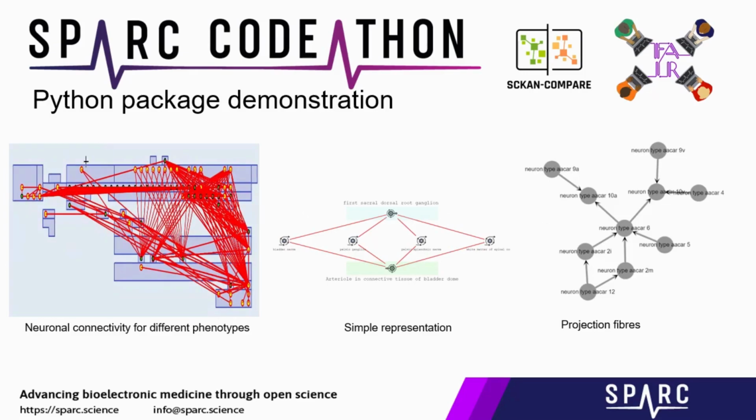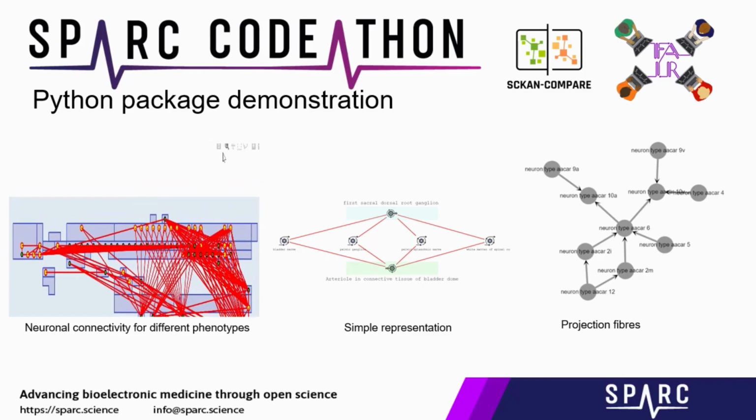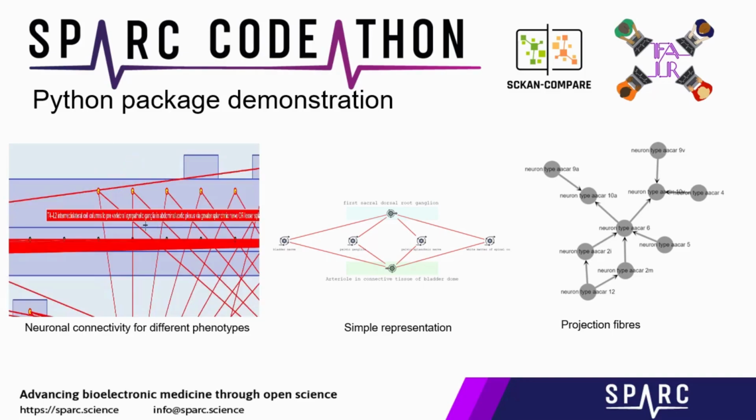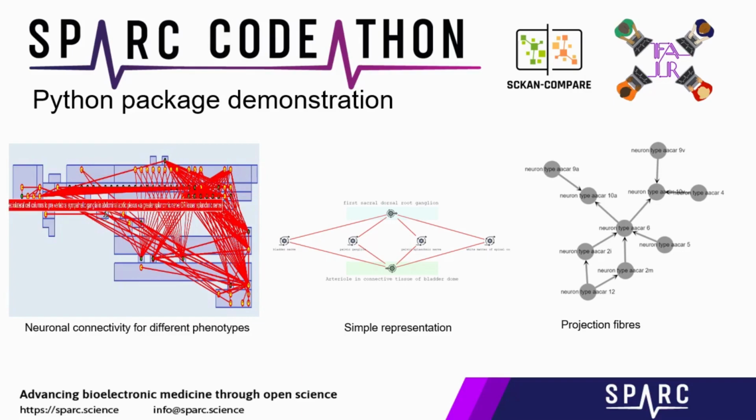Here you can see there are different neuronal connectivity for different phenotypes. You can go to any region and it will get you the label of that region. You can go ahead and zoom and you will be able to see that zoomed in area, and you can again go to different areas and have a label of that particular area. We have also a simple representation of selected regions. You can go and select in the Python package the specific region and it will plot the simple representation. We also have projection fibers, which basically says that neuron A projects to neuron B.